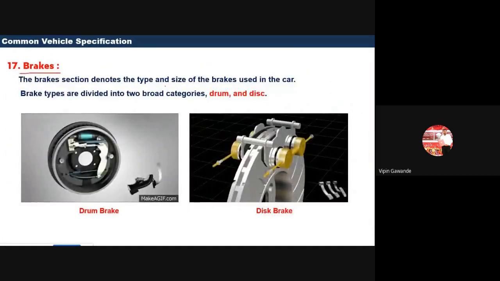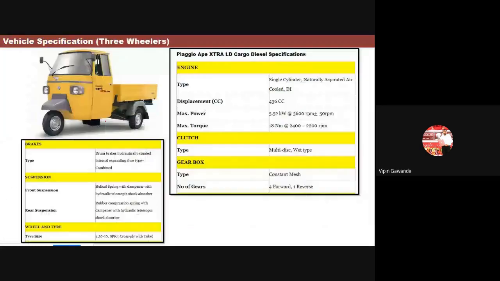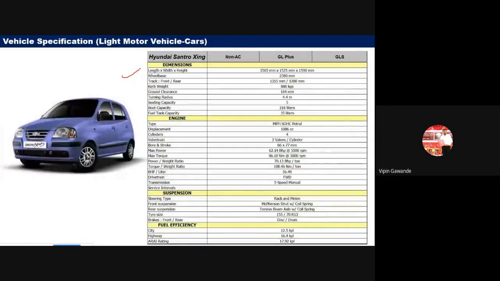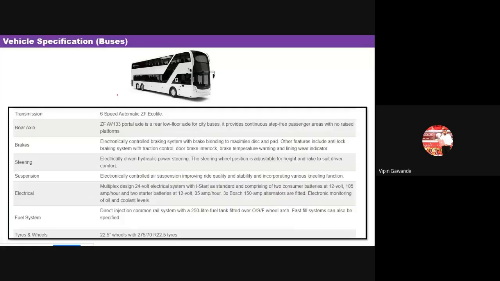The brakes are available in the form of drum and disc. They will mention either drum brake or disc brake, depending on the vehicle we are purchasing. We have seen the various specifications for two-wheelers, three-wheelers, four-wheelers, trucks, and lastly buses. I hope you understand all the specifications. This is very important in practical use.